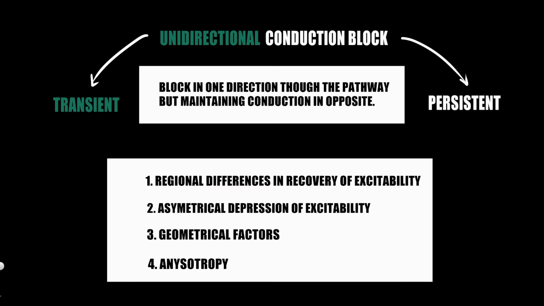Let's go to asymmetrical depression of excitability. Usually, it causes a persistent unidirectional block. Here we have a muscle bundle with a region with gradual ischemic changes, from the normal cells on the left edge to the gray region of maximal ischemia. After the maximal ischemic part of the bundle, we see the normal non-ischemic region that is represented by light color.